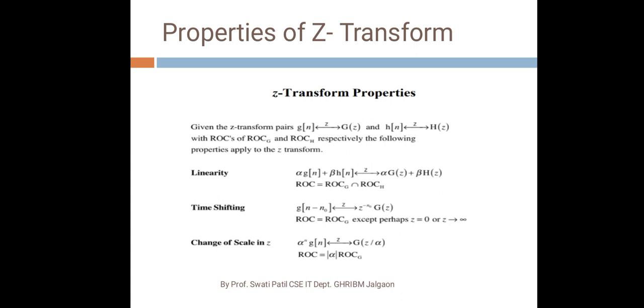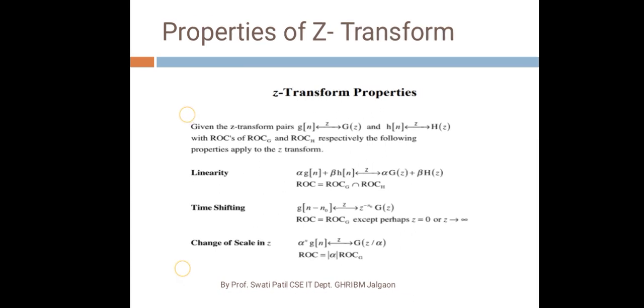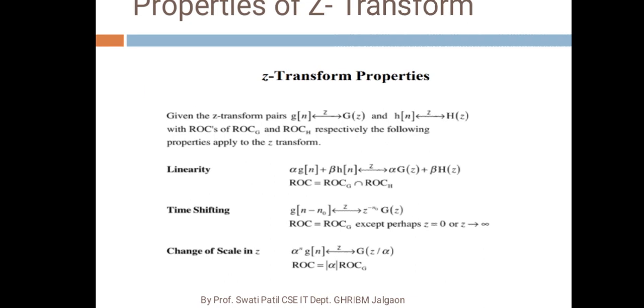Given Z transform pairs g[n], after applying Z transform it will be capital G(z), and h[n], after applying Z transform it will be capital H(z), with regions of convergence ROC G and ROC H respectively. So the properties applied to Z transform. The very first property is linearity.